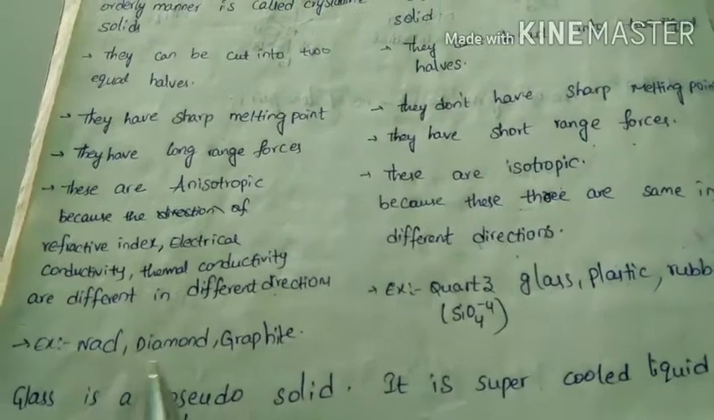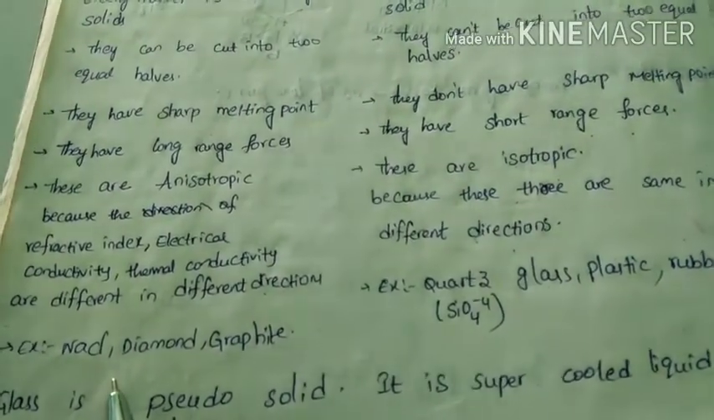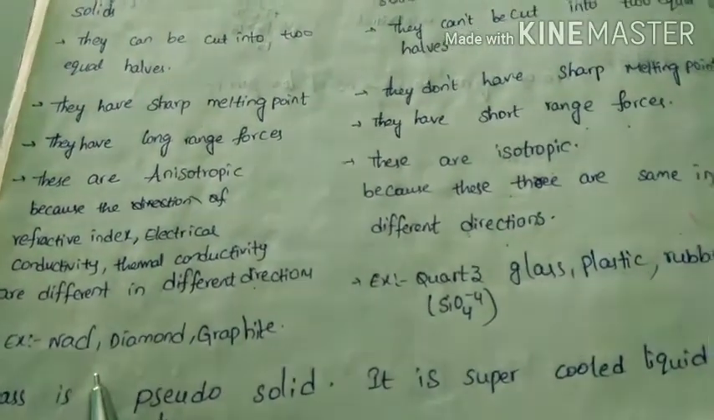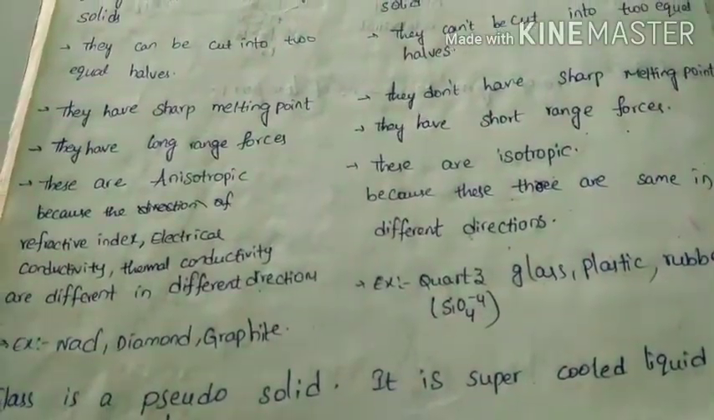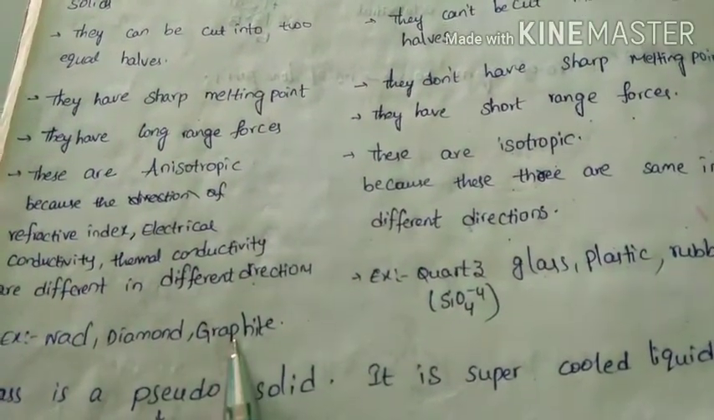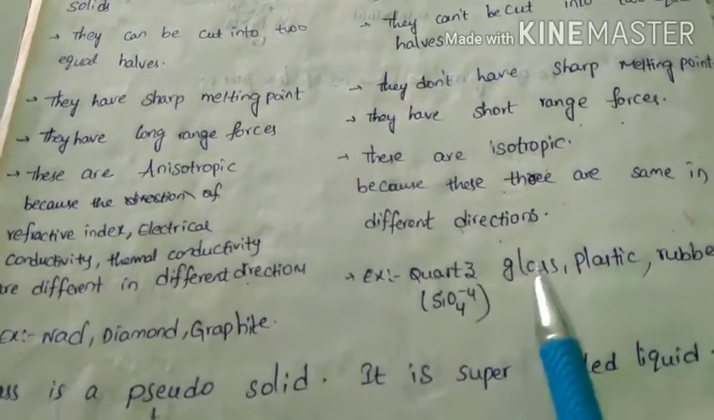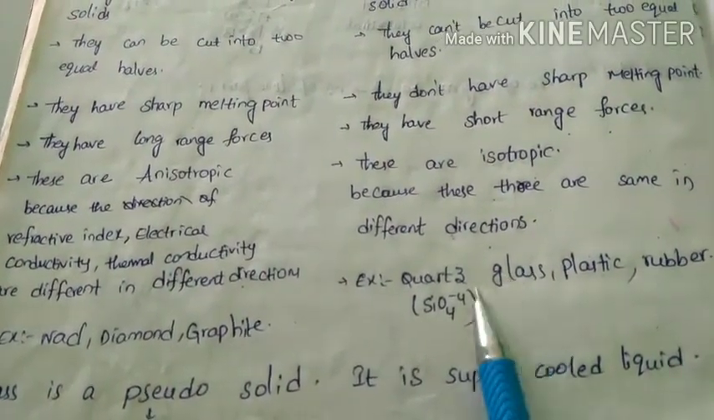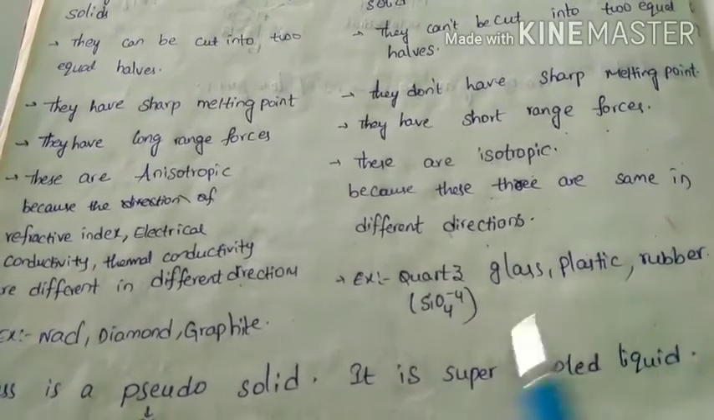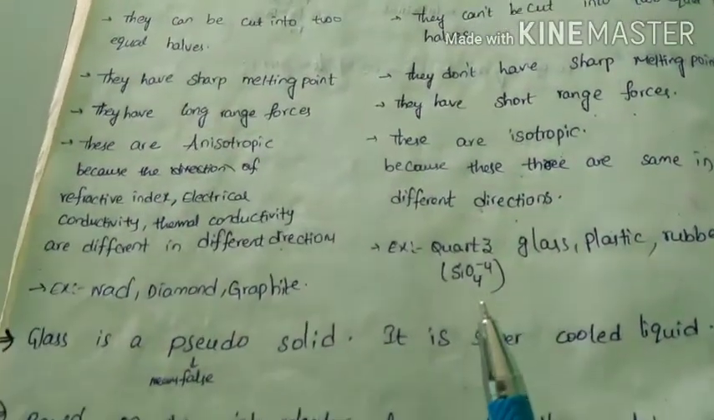Next one, examples. Examples for crystalline solids. Most of the solids in nature are crystalline in nature. Examples are NaCl, AlCl3, (NH4)2SO4. That means all are salts. All salts, diamond, graphite are crystalline solids. But quartz glass, that means glass, plastic, rubber, these are amorphous solids. These are the examples for amorphous solids.